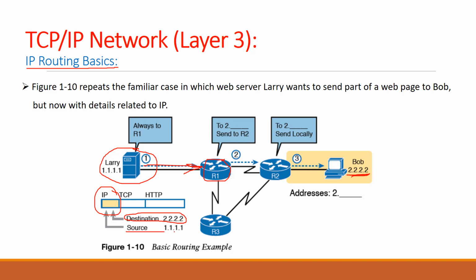There is a source IP and destination IP. And when R1 receives that packet, it will check the destination IP address and then forward out of this interface as step 2, and R2 will do the same process, check the destination, and decide to send on this link to Bob. Now the data is received from Larry to Bob in a process called routing.